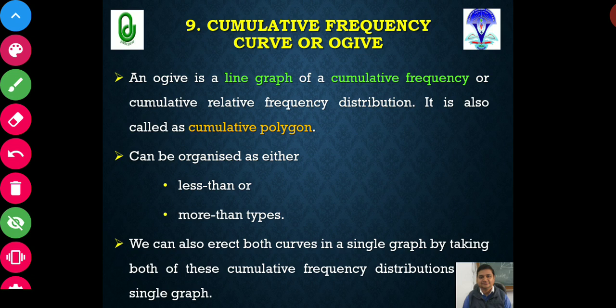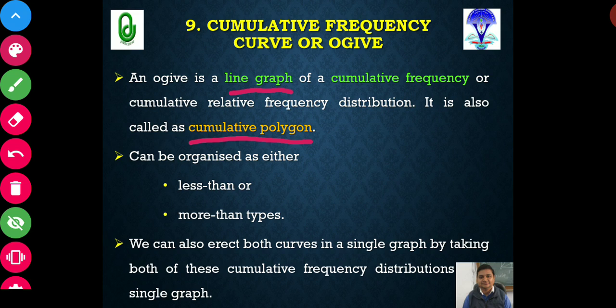So it is generally pronounced as ogive, written as ogive, but pronounced as ogive. It is actually a line graph of a cumulative frequency. Again, you have to remember the cumulative frequency. It is also called as cumulative polygon. So these are the names: cumulative frequency curve or cumulative frequency polygon or cumulative polygon.